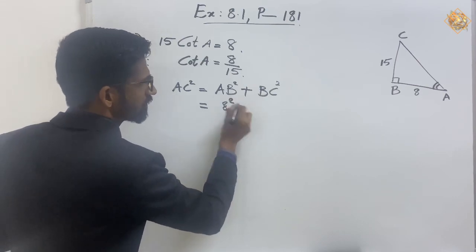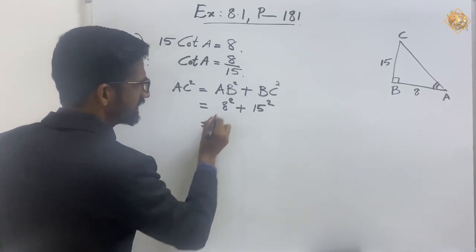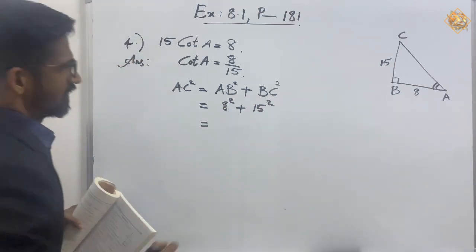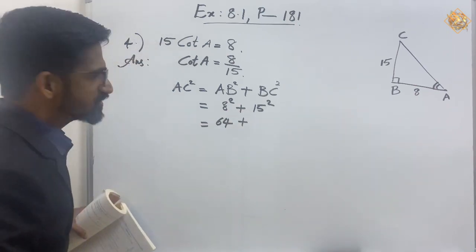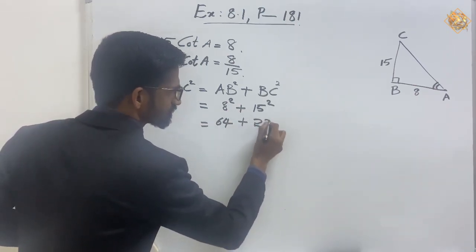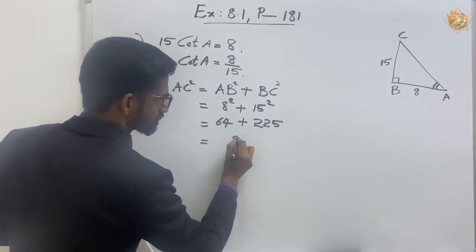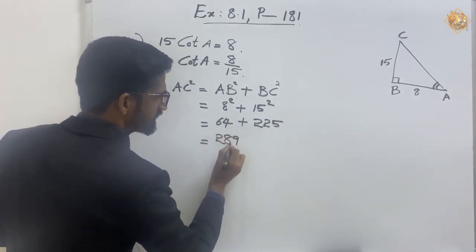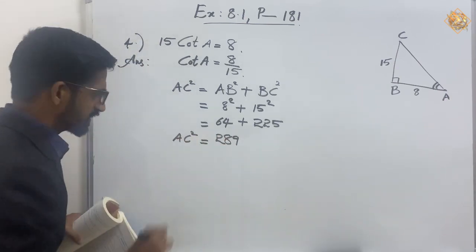8 square plus BC, that is 15 square. So 8 its square is what? 64, and 15 square, that is 225, isn't it? Now when we add this, 289 we will get. That is AC square is 289.